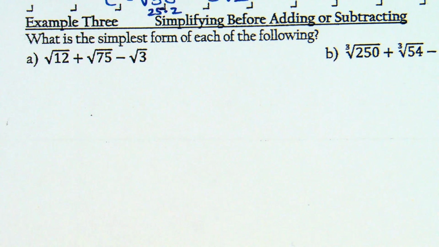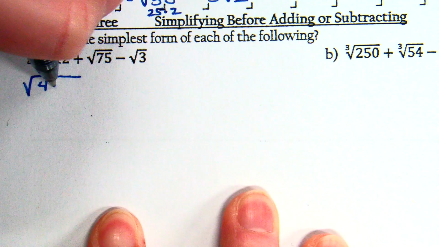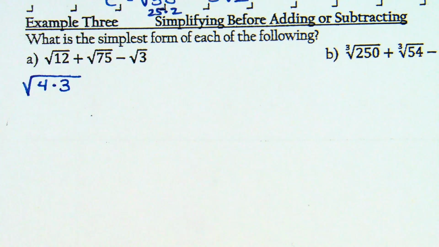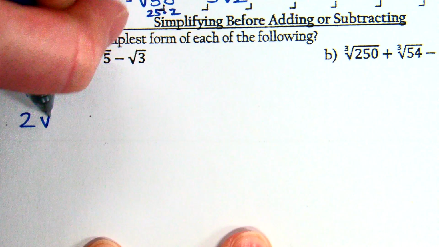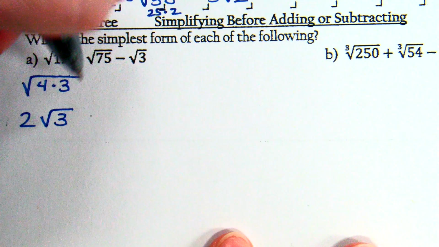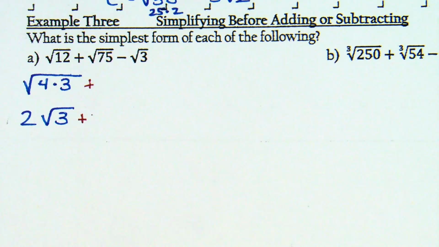Okay, so square root of 12. Does 12 have a perfect square in it? 12 has a 4 in it. So square root of 12, if I write it out my way, has a 4 in it, which means I'm going to write it as 4 times 3. What do you know about the square root of 4? It's 2, so that goes out front. What about the square root of 3? Stays as is.